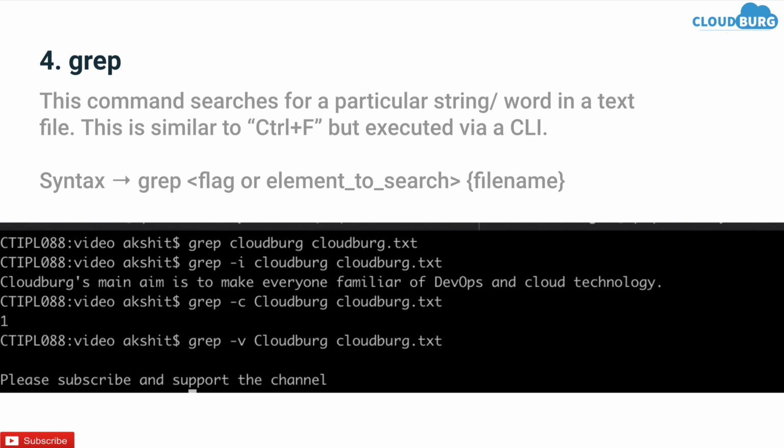Next is the grep command. This command searches for a particular string or word in a text file. This is similar to Ctrl F but executed via CLI. Syntax of the grep command is grep, flag or element to search, and then file name. grep string file name will search for that particular string in the file. The -c flag will display the count of lines in the file having that particular string.